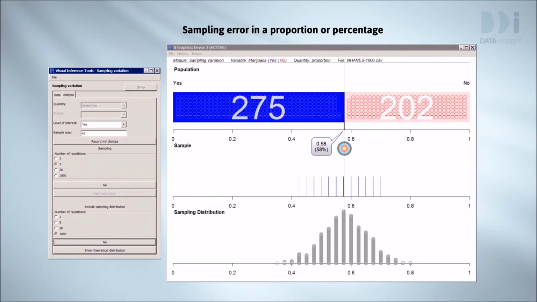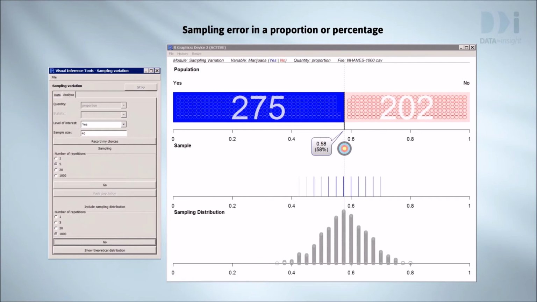We can see the variability in the estimates of the percentage who said yes to the marijuana question. Some samples have given us values below 0.4, or 40%. Some have given us values up near 80%. They're quite often a long way from the true value of 58%. What we can see from this example is that when we take one sample of size 40, the sampling error could be huge, probably big enough to make the estimate essentially useless for many practical applications.